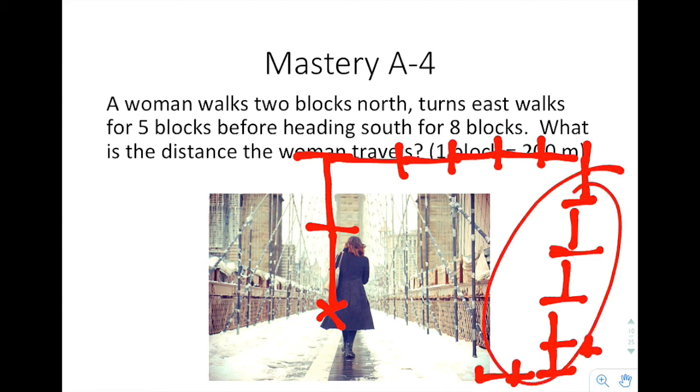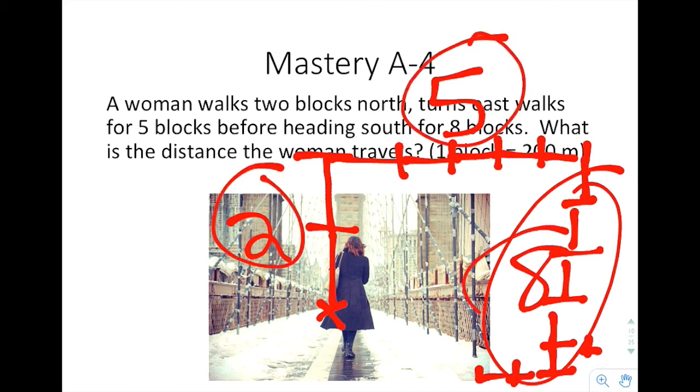So this right here represents 8 blocks south. This represents 5 blocks east, and this represents 2 blocks north. And if we're trying to find the total distance, you would say it's 2 plus 5 plus 8, which gives us a total of 15 blocks.